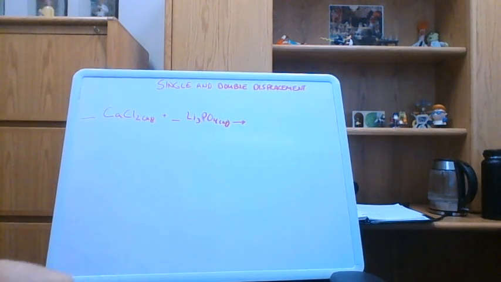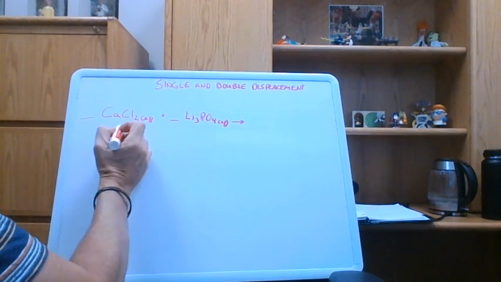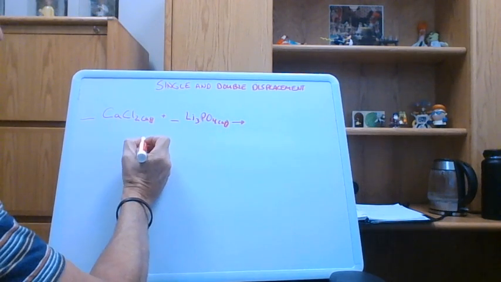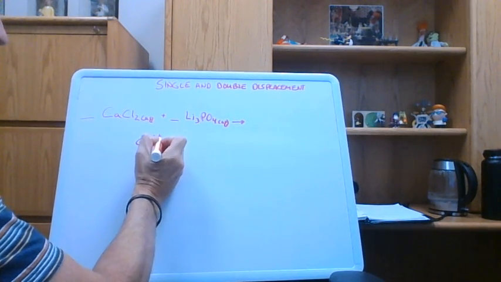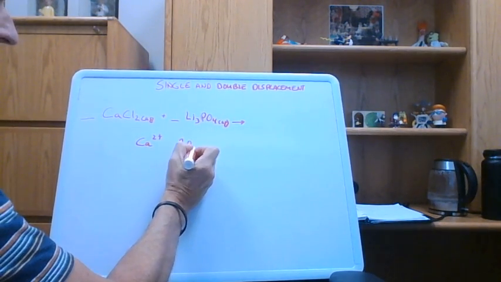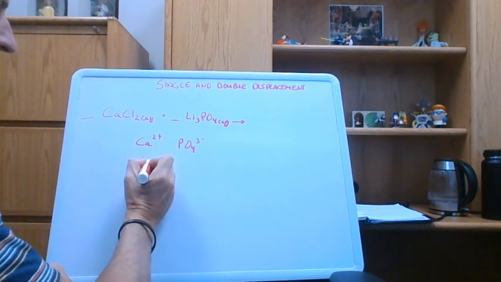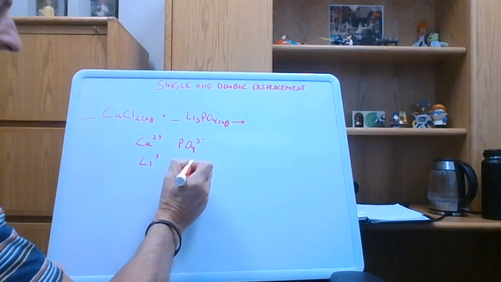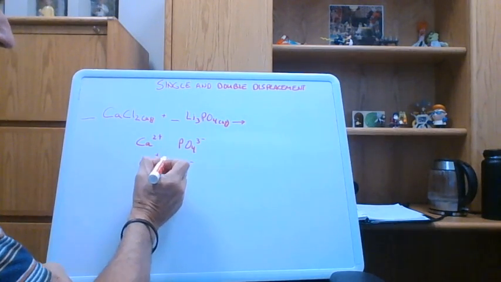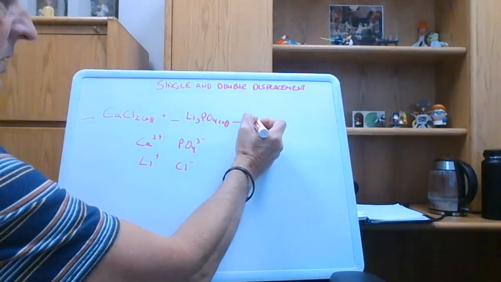One last double displacement to practice here. So now the calcium is going to want to be with a phosphate. Calcium is in group 2, so it has a +2. Our phosphate has a -3. Our lithium is in group 1, so it has a +1. Our chlorine has a -1, so those are going to go together 1 to 1, and these are going to go together 2 to 3.